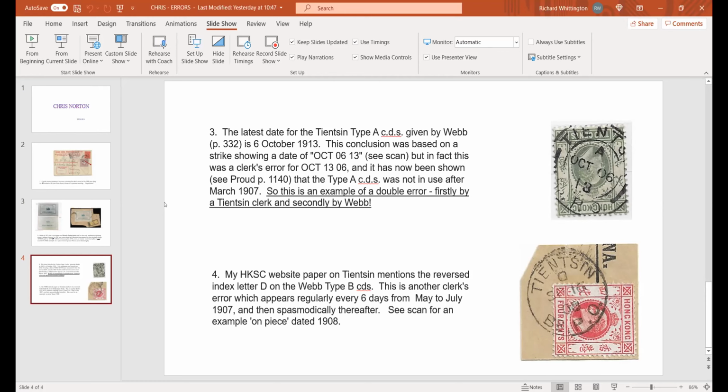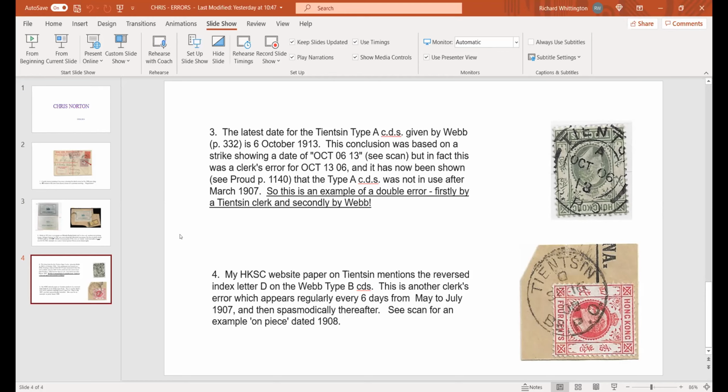And finally, in Chris's Hong Kong Study Circle paper, which is on the website, he mentioned the reverse letter D on the Webb type B from Tianjin. And this is another Clark error. I think these reverse index letters, you can find them from many, many places.